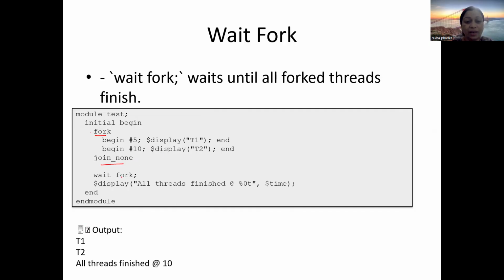But now in this case, I have mentioned in my code wait fork. So all the statements outside the fork execute only after waiting for the fork. So fork should happen and then only the other statements execute. It's very much equivalent to fork join here. So begin #5, whatever is at #5 gets executed, that is T1. Whatever is #10 gets executed, that is T2. And fork is done now. So waiting is done. Then the statement next to that, which is $display, gets executed. All threads finished at 10. So that's about wait fork.